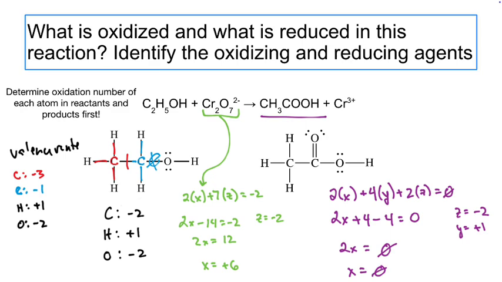Okay, what happens with the last one with our chromium? What's its oxidation state? Well, how many chromiums are there? 1 times its oxidation state, I don't know what it is, has to equal the overall charge. 1 times x equals +3, x must be +3.